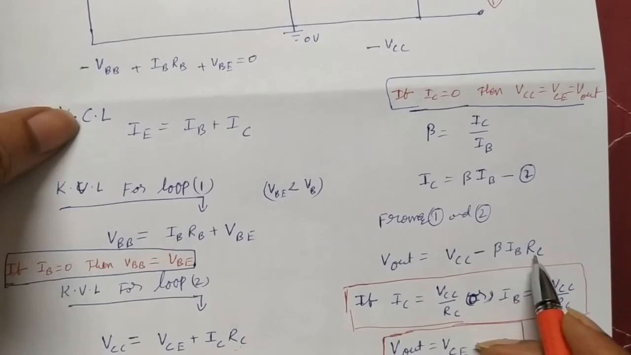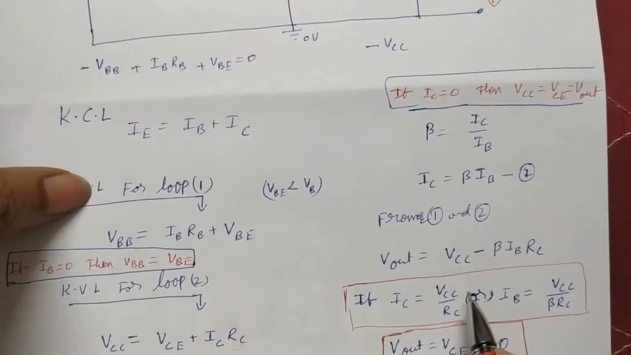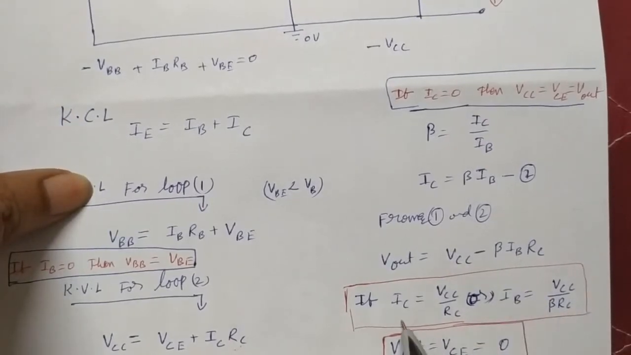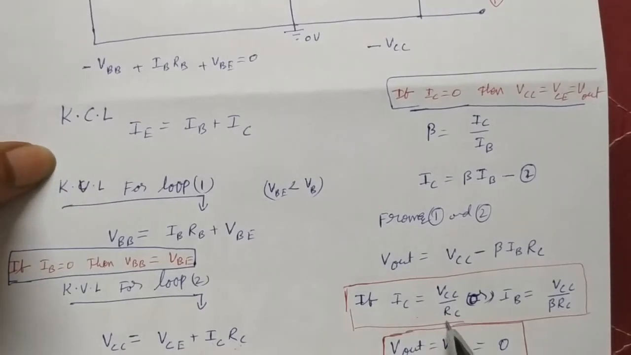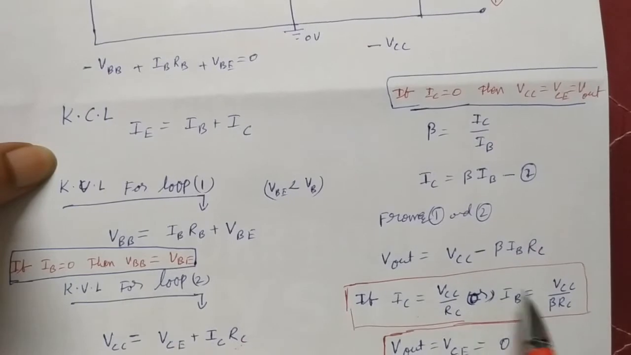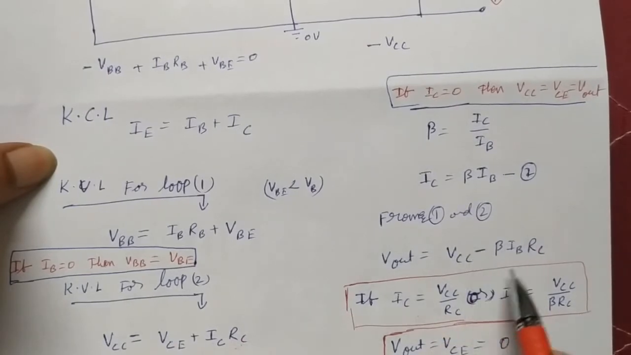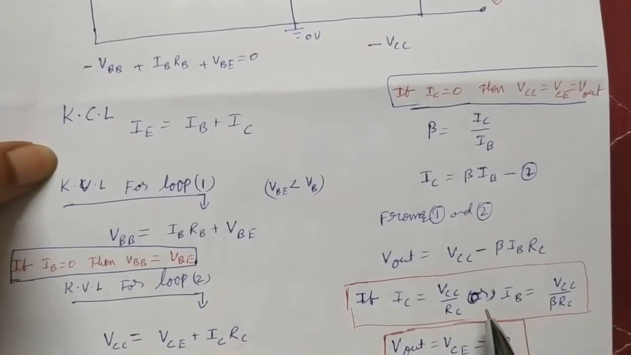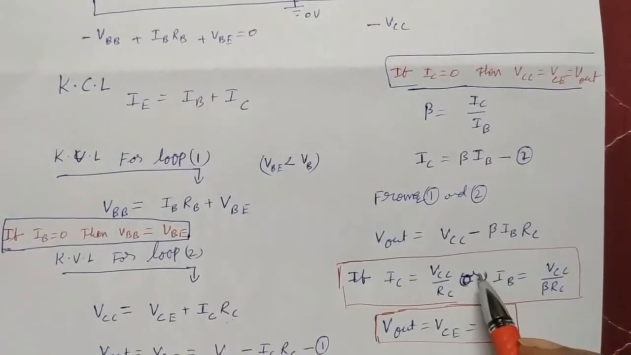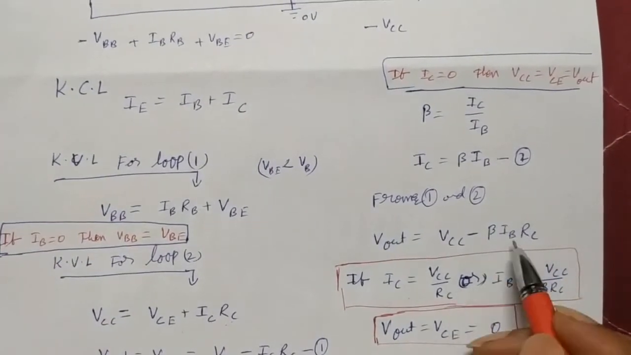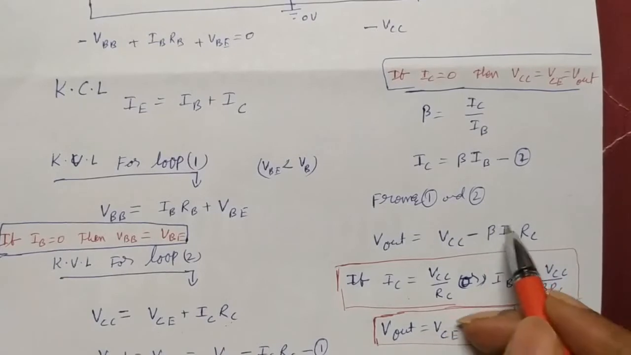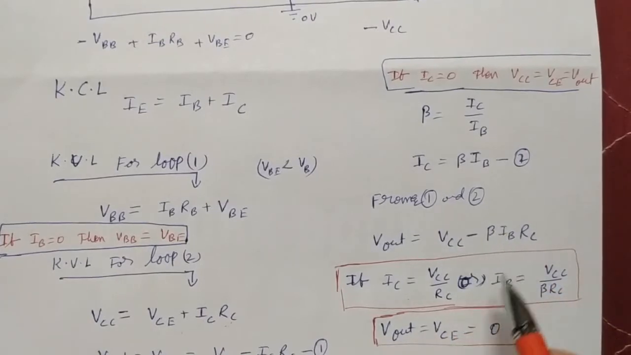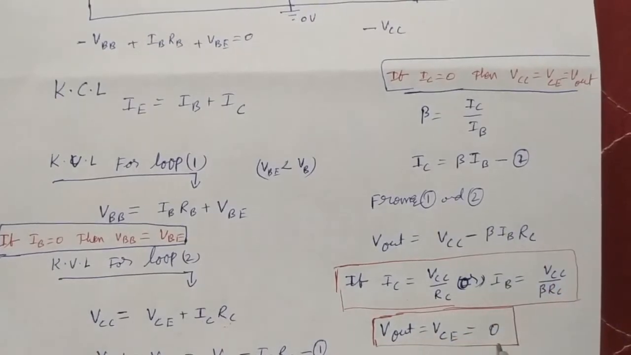Suppose the collector current is equal to VCC by RC, or IB is equal to VCC by beta RC, then what happens? This total gets cancelled, because this is also equal to VCC. You see what happens? If this current is equal to VCC by RC, RC gets cancelled. Here VCC is there, and VCC minus VCC gives 0. That means the output we are getting is 0.